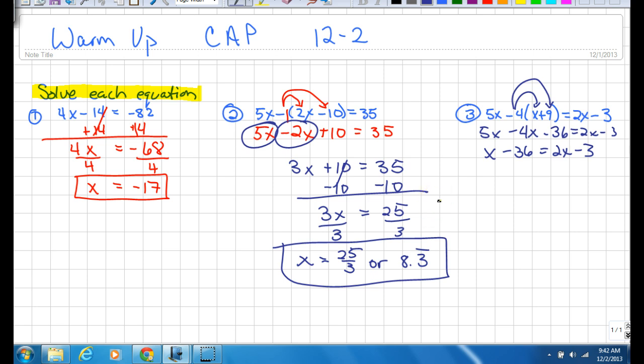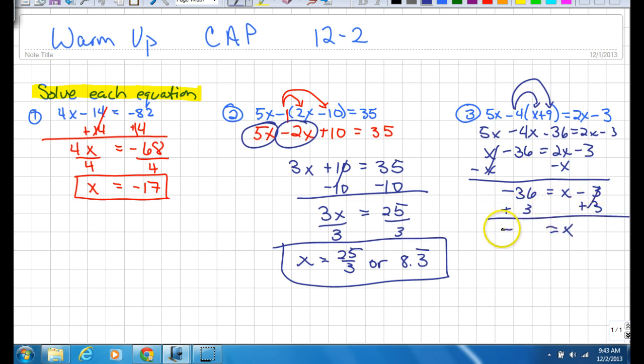I want to get all my x's to one side. So if I did that, I can subtract an x from both sides here. I have minus 36 equals x minus 3. And then if I add 3 to both sides, I have x equals negative 33.